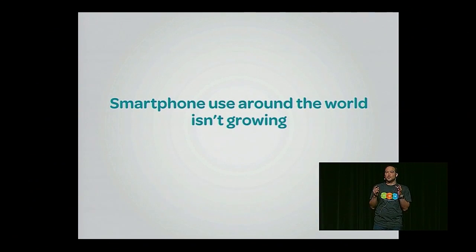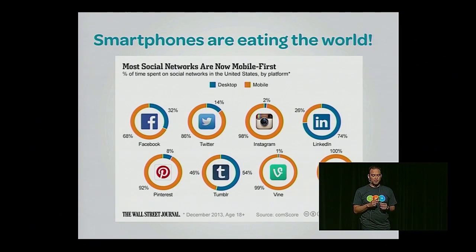So I think it's time to rethink things a little bit, and especially in light of developments on the mobile side. As most of you know, mobiles are unfortunately not growing. The smartphone use in the world is not growing a lot. It's exploding. It's huge. And the Wall Street Journal put some numbers about 2 weeks ago that really blew me away. Because, and granted, social networks are a little bit ahead of the curve, but these are numbers on the usage on social networks, both on mobile and on the desktop.